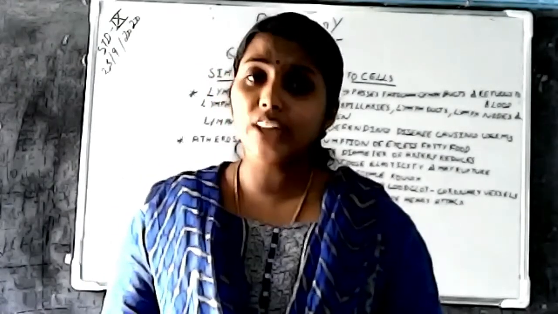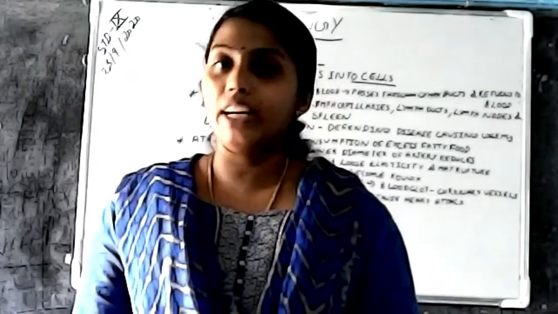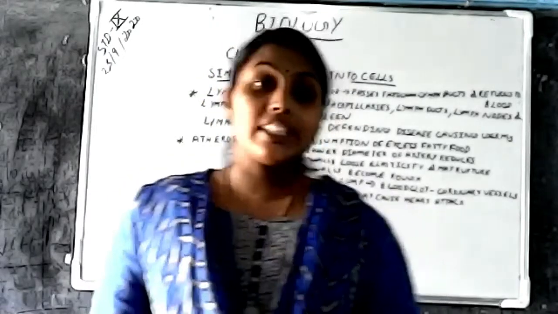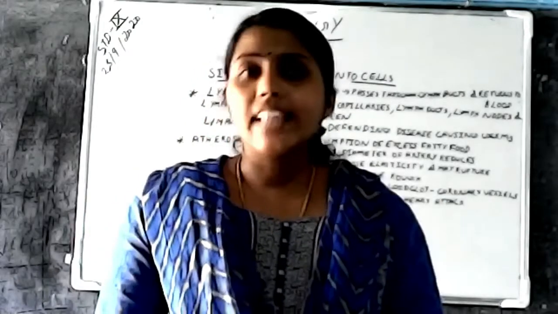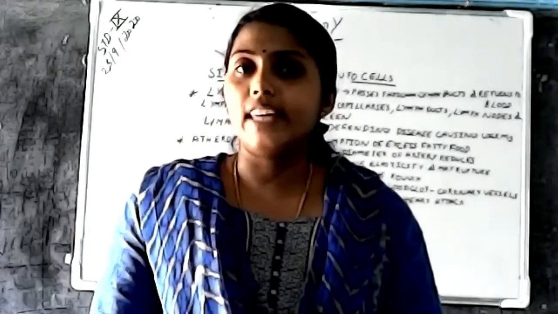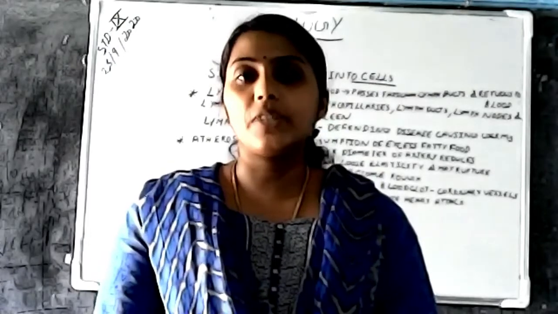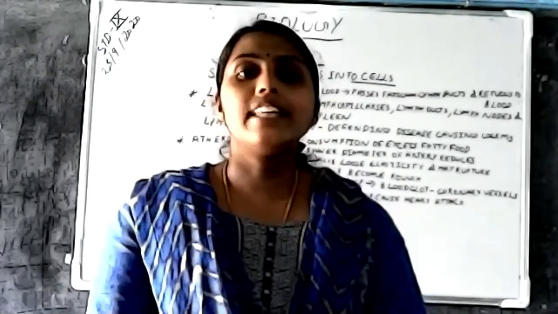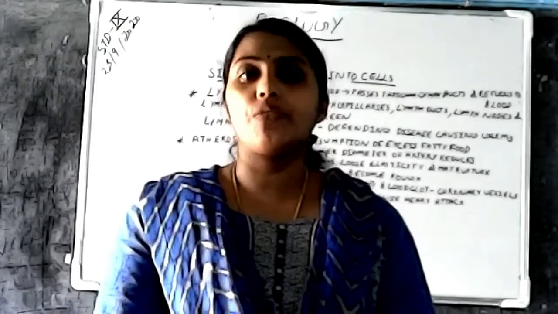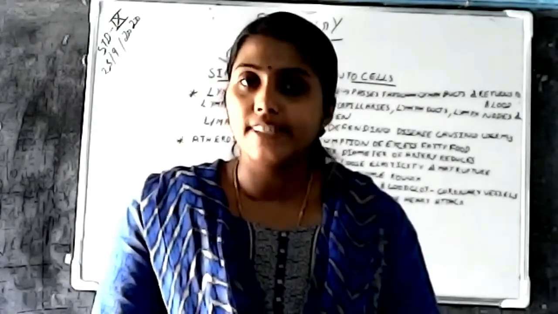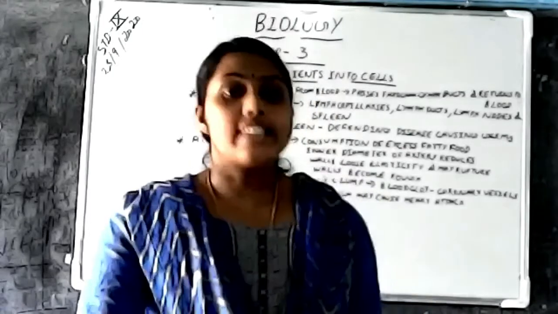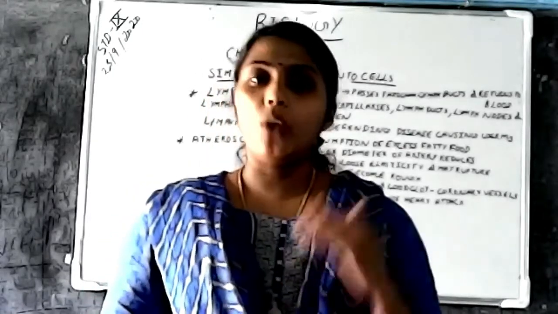And xylem consists of two kinds of cells, that is xylem vessels and xylem tracheids. These xylem vessels and xylem tracheids are dead cells. Okay, so these dead cells help in the transportation of water. And the diameter of the xylem vessels is greater than the diameter of the xylem tracheids. Okay, and the xylem vessels are arranged one above the other.